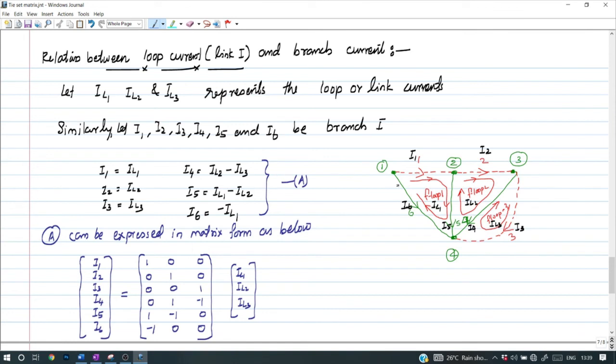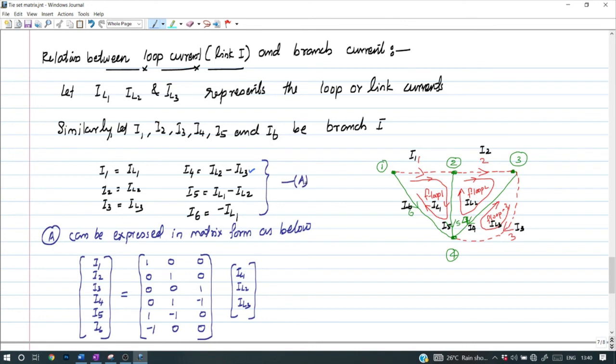Similarly, what is I4? What is the I4 direction? Towards down. So I4 is IL2 minus IL3. Similarly, what is I5? When we are considering I5, its direction is downward. So it is IL1 minus IL2. Similarly, what is I6? I6 is opposite to that of IL1. That is, I6 is equal to minus IL1. Let it be equation number A.